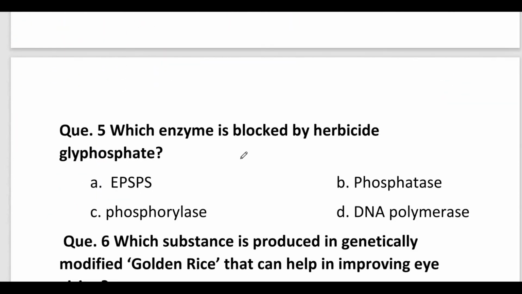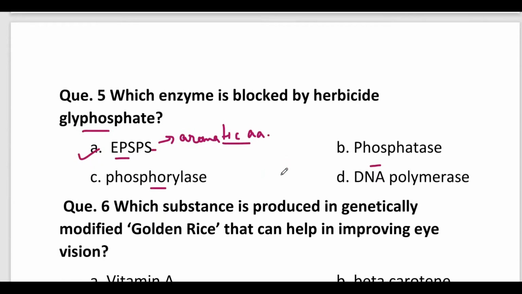Next question. Which enzyme is blocked by herbicide glyphosate? Options are EPSPS, phosphatase, phosphorylase, or DNA polymerase. The correct answer will be A. Glyphosate blocks the EPSPS enzyme. And this enzyme is responsible for the formation of aromatic amino acids. You can tell us the names of various aromatic amino acids in our comment section.